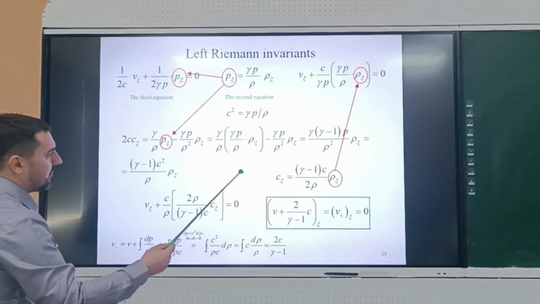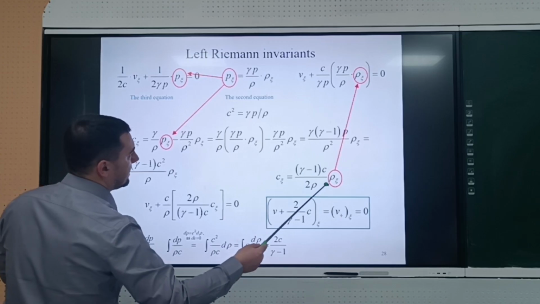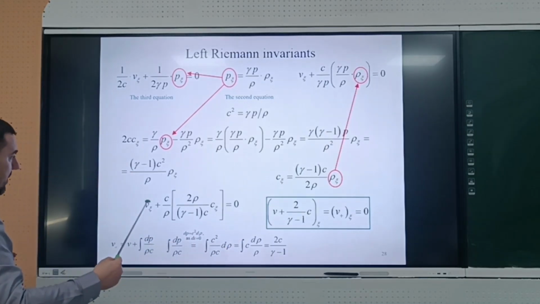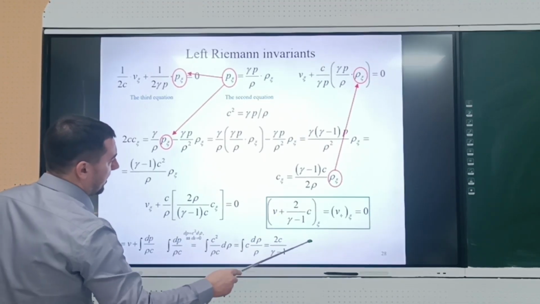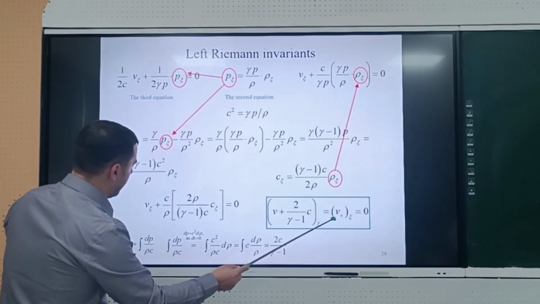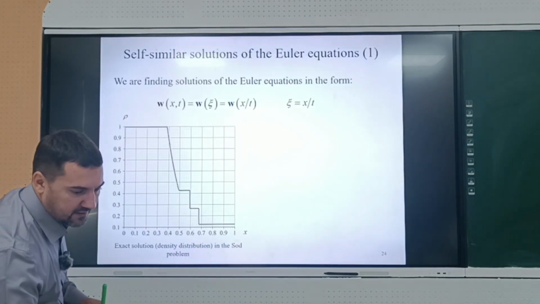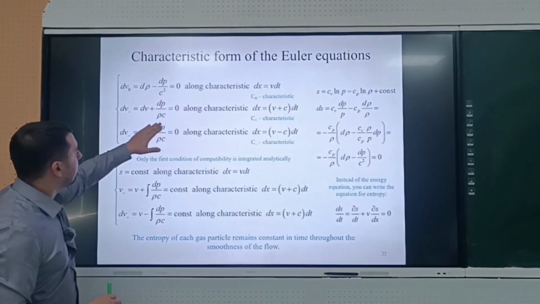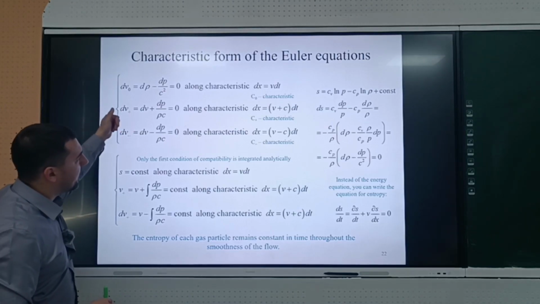And after manipulation, we obtain the relationship between the derivative of speed of sound and density. And put it here. And finally, we obtained this expression, V plus 2 over gamma minus 1 C over psi equals to, and it's possible to show that this is exactly the expression for V plus. So I'd like to remind you that we introduced these Riemann invariants here, V plus. So we obtained that all the equations can be written as three equations in the form of propagation of Riemann invariant along characteristics.